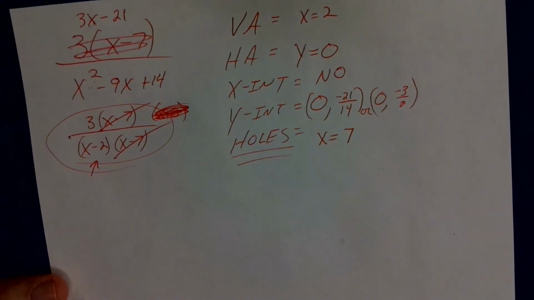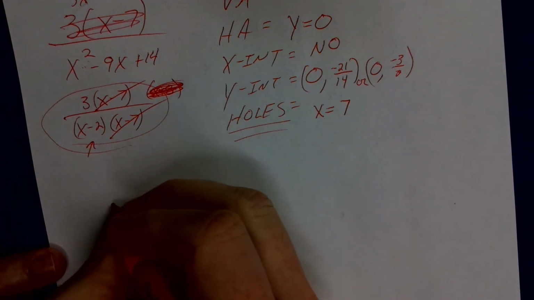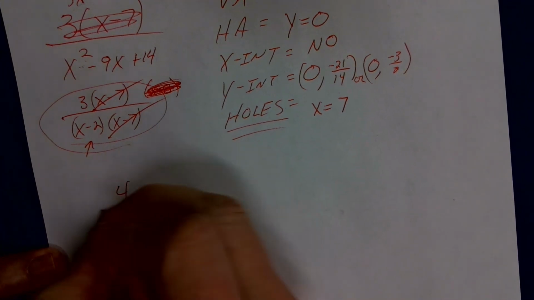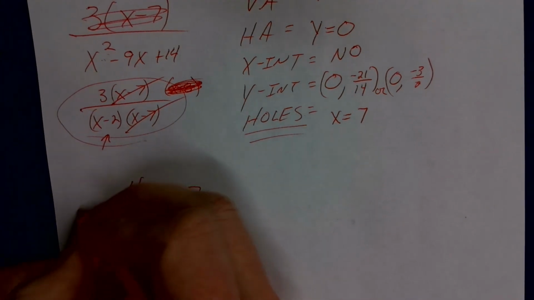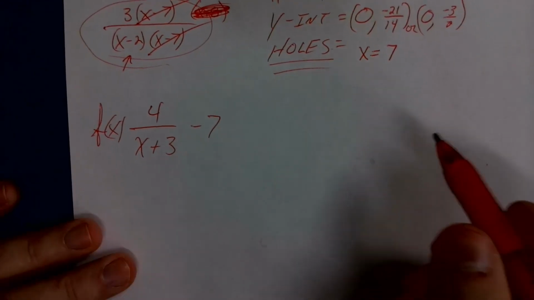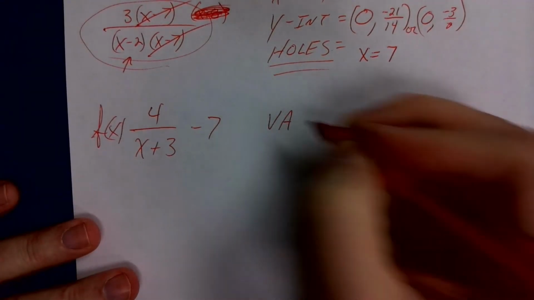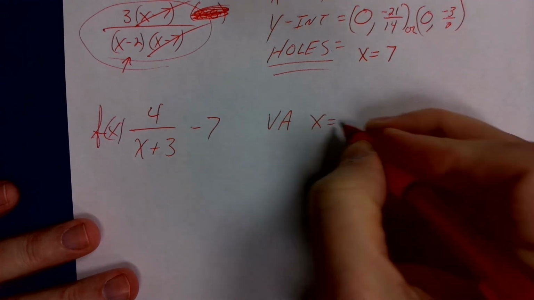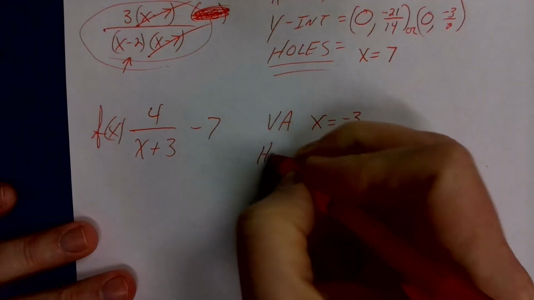Okay? Final thing on some of this stuff, let me do two more things. So I can have 4 over x plus 3, minus 7, and I have this function f of x is equal to this, and I want to know on this function, do I have any vertical asymptotes or any horizontal asymptotes? And of course I do. I have a vertical asymptote at x equals negative 3 because that's what would make this thing undefined, division by 0. I have a horizontal asymptote.